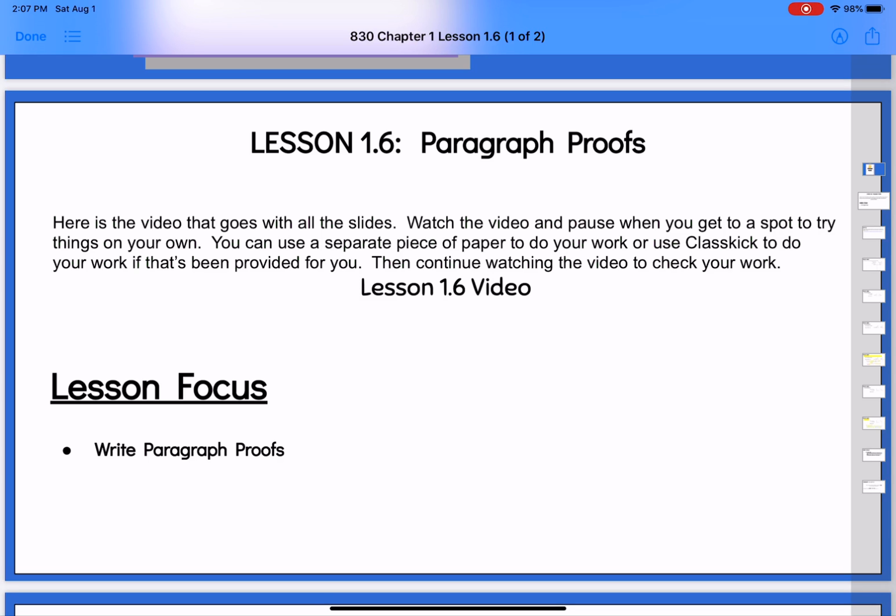Now, paragraph proofs are a little bit interesting. They're a little bit different. They may seem easy at first. A lot of students tell me that they think it's easier than two-column proofs at first, but I always tell them to pump the brakes a little bit because they are a little bit tricky to make sure that you include everything with them. So that's going to be our main focus for today, these new proofs called paragraph proofs.